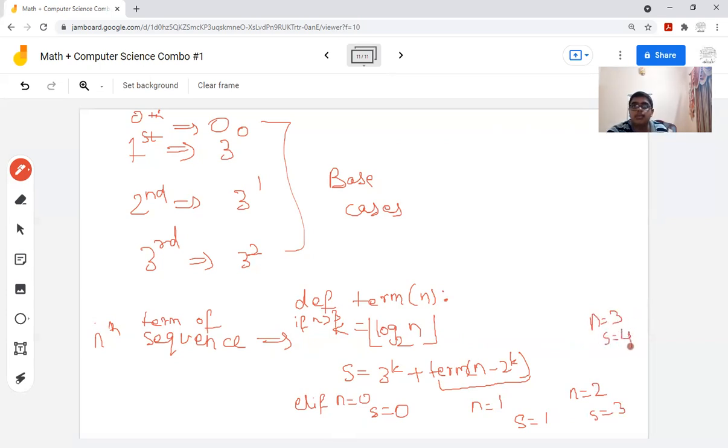So s is 4. So now each time it gets assigned like this: 3 power k, like we saw for that, k was 6. Then we get that it's 3 power 6 plus term of 100 minus 2 power k. What was 2 power k? K is 6, 64. So 3 power 6 plus term of 36. 3 power 6 plus term of 36 for n equal to 100.